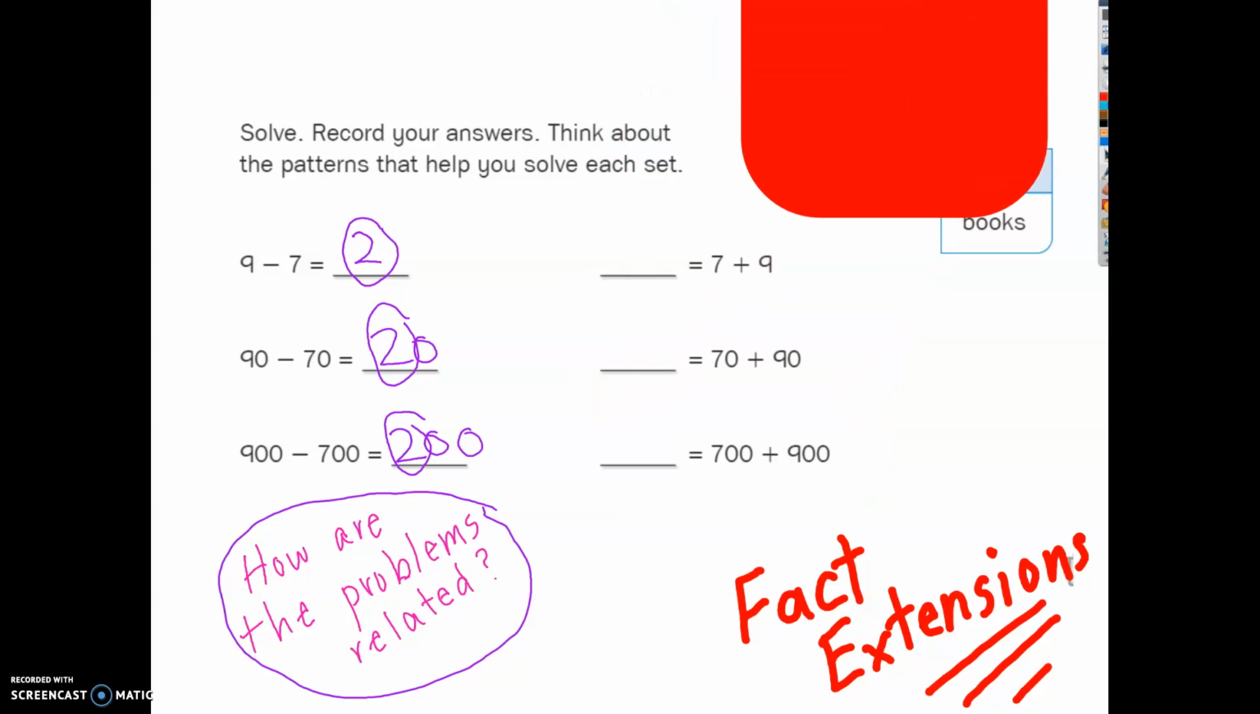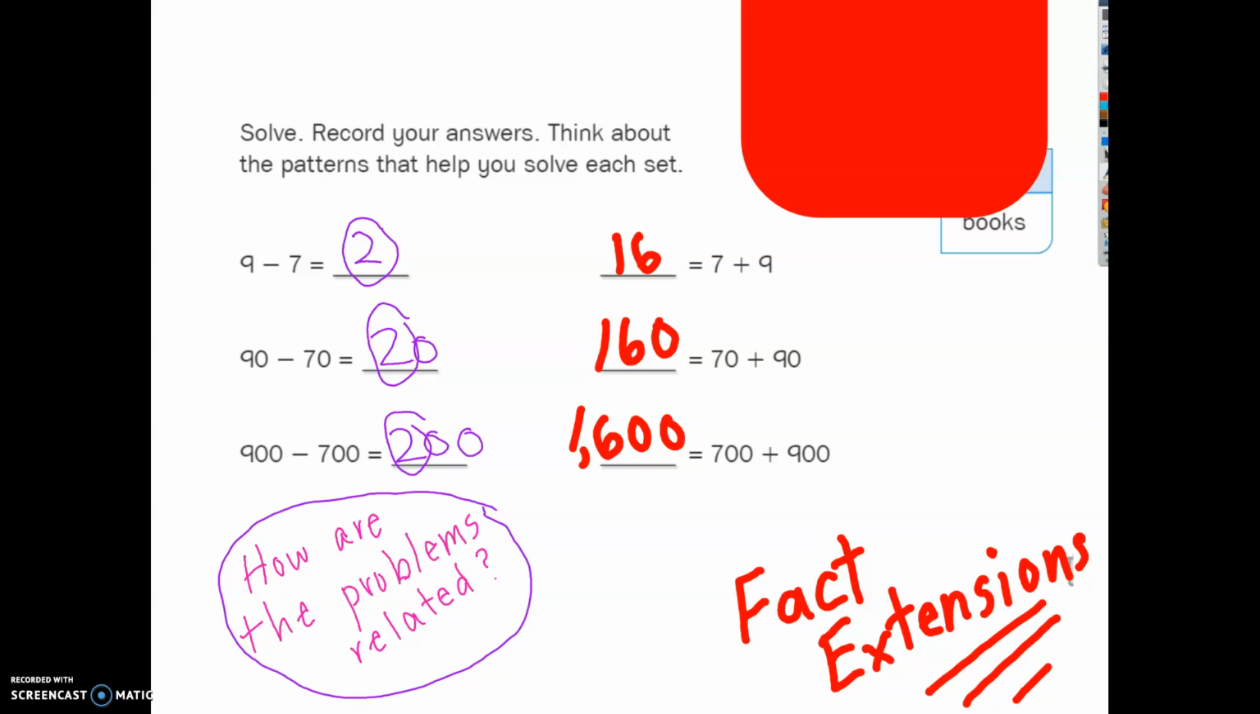Let's look at it this way. Now we have the equal sign first. So then we solve the problem behind it. 7 plus 9, 16. 70 plus 90, 160. 700 plus 900 is 1,600 or 1600. It's the same thing.